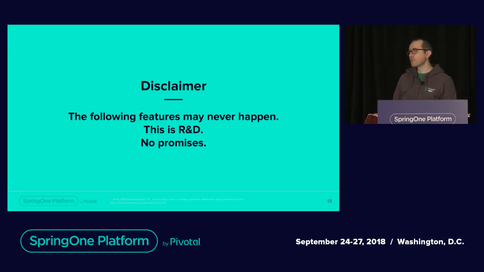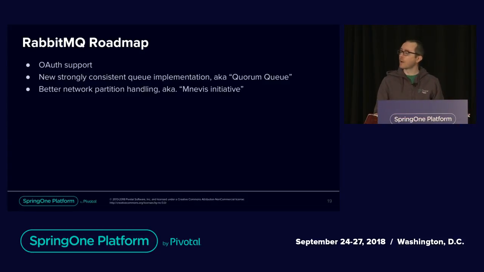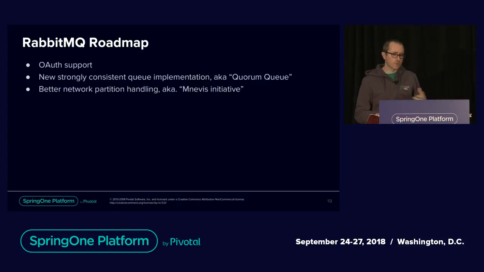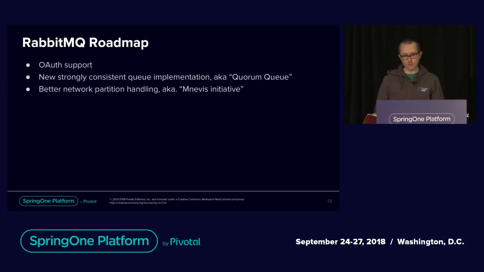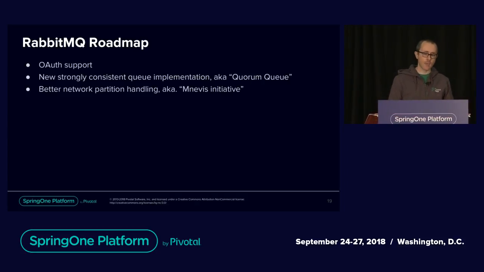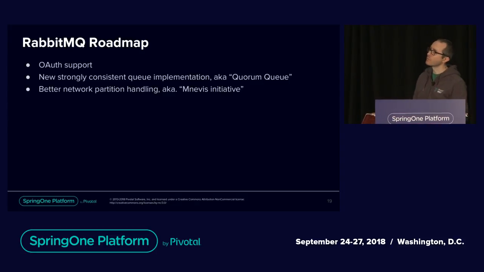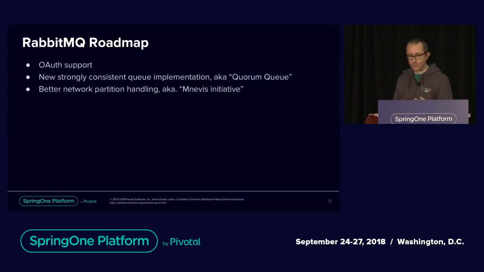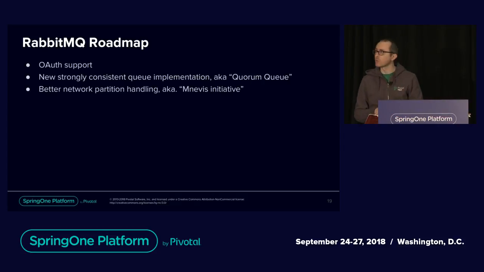A few words about the roadmap now. This is all work in progress. We don't promise anything here. We are working on bringing OAuth support inside Rabbit. Almost half of the work is already done. We are implementing a new queue type, what we call Quorum Queue, and we're also going to work on handling network partitions better in the next major releases of Rabbit. So this feature will end up in 3.8 or 4. We don't know yet exactly.